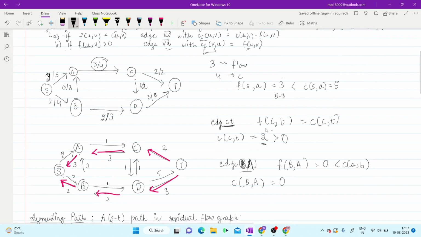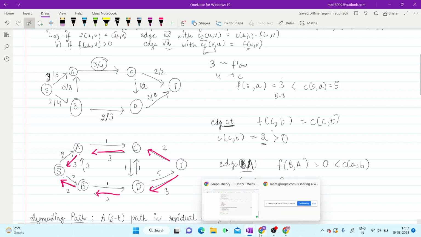So did everyone understand, given a flow and network, how to construct a residual flow? Yes, ma'am. Okay.